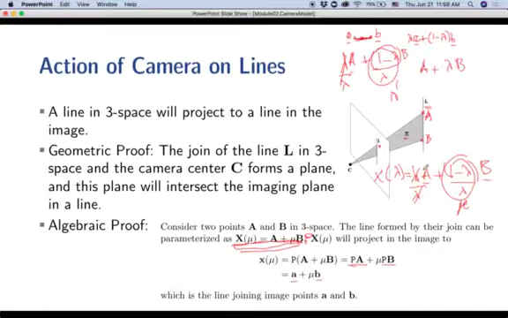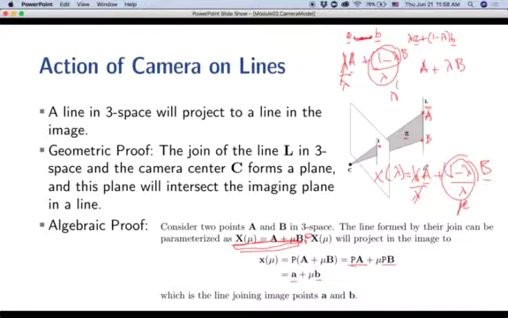Yeah. So lines that are perpendicular to the imaging plane, those lines map to a point. Yes, that's true. How does your proof want to do that? Since you're talking about lines, that's an interesting question.